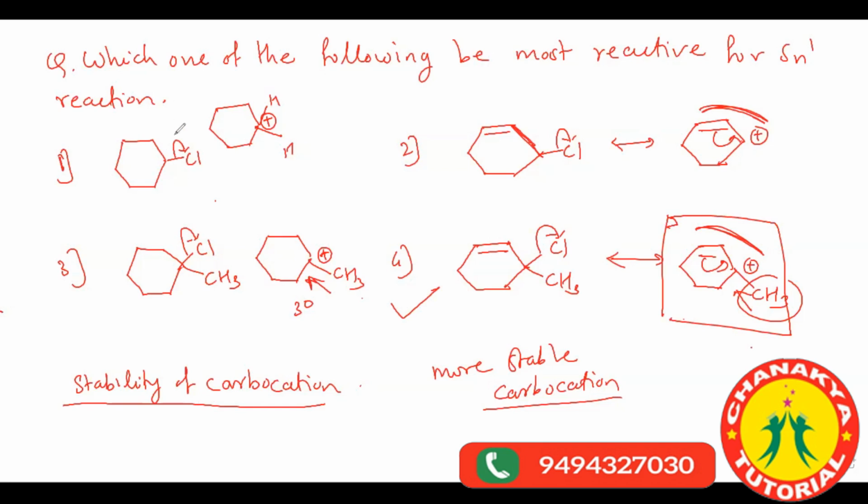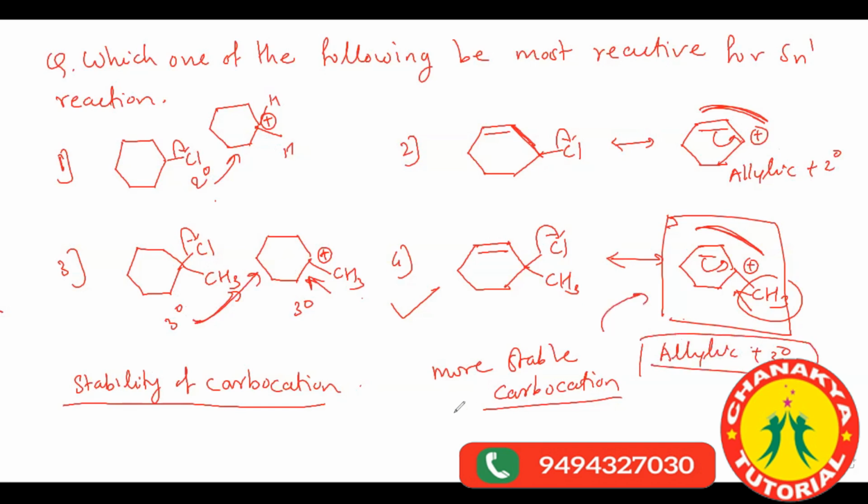Yeah, first one, this one is what? Secondary alkyl halide, right? Whatever carbocation we will get, that would be the secondary carbocation. This would be allylic plus secondary carbocation, right? This would be tertiary carbocation, right? After removing chlorine, whatever you will get, that would be the tertiary carbocation. And this is allylic plus tertiary carbocation. So as it is allylic plus tertiary carbocation, it is more stable. Fine. Clear? Okay, ma'am. Fine. Now write down the next.